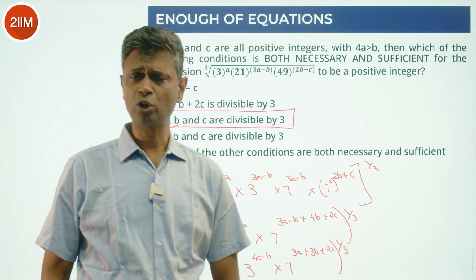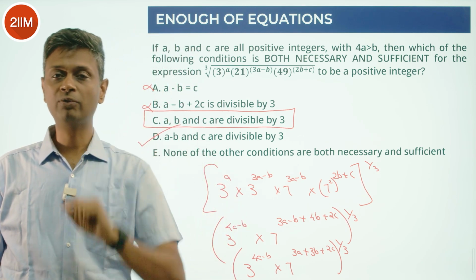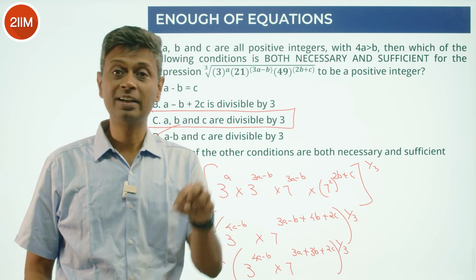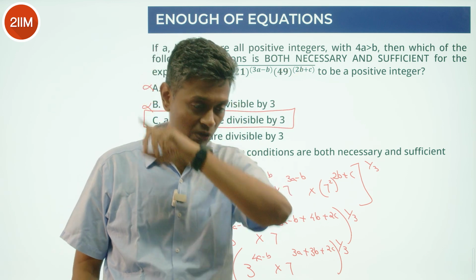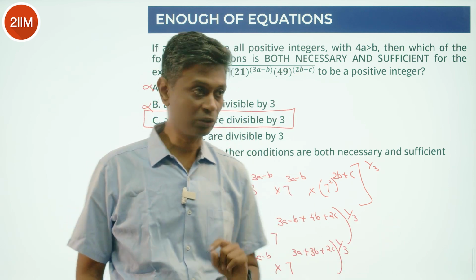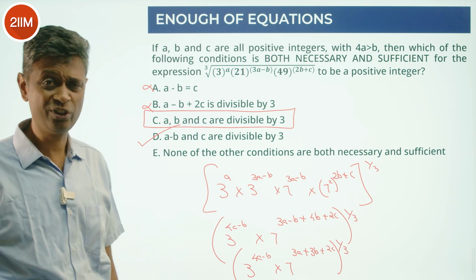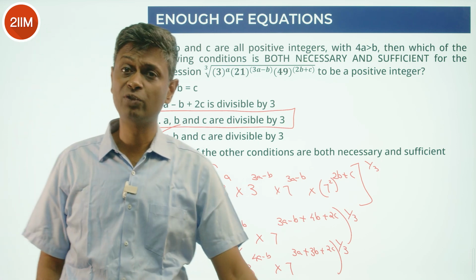If a minus b were not a multiple of 3, then that 3 power 4a minus b will not be an integer. If c were not a multiple of 3, then that 7 power 3a plus 3b plus 2c will not be an integer. The combination cannot work. So this is necessary and sufficient. None of the other conditions. Answer choice D for delta.